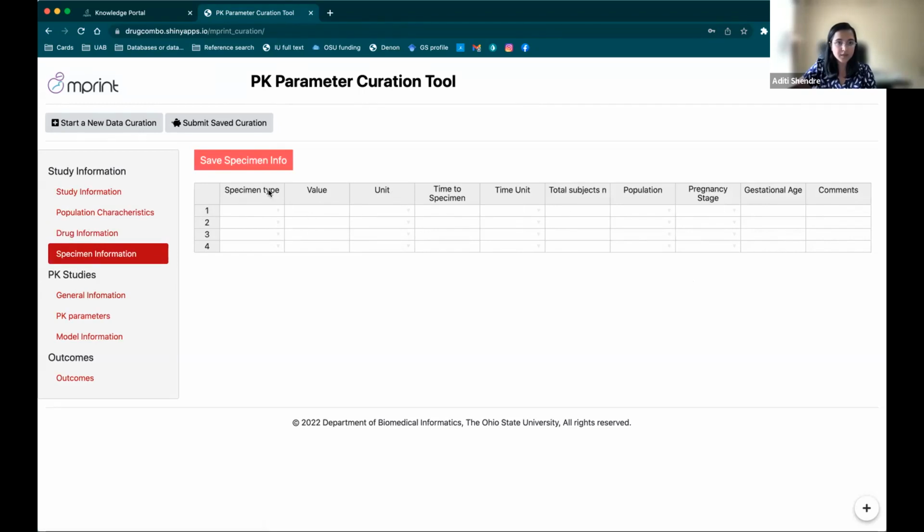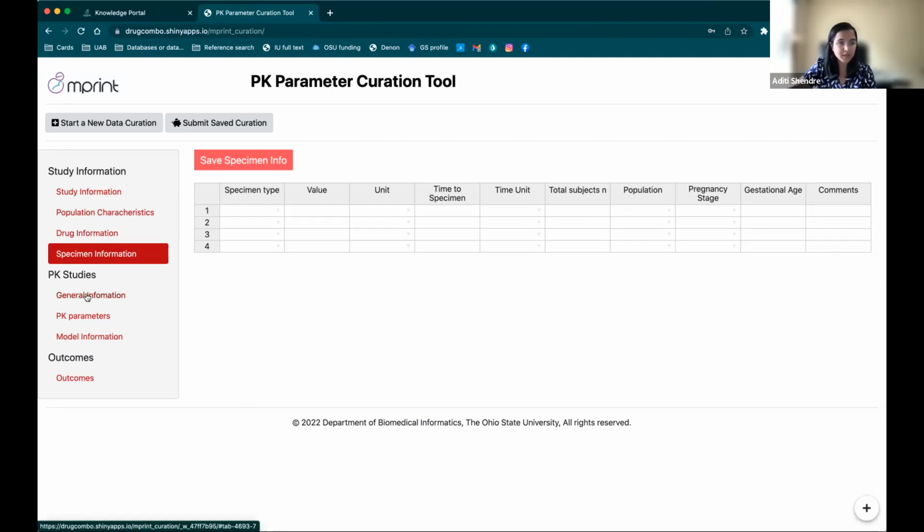Specimen information as well, so different types of specimens that were used in the study. Then the value might include just the number of specimens that were captured, because sometimes it's more than one for a particular patient. And then the time itself, which is pretty relevant in a pharmacokinetic study. So that was the specimen information tab.